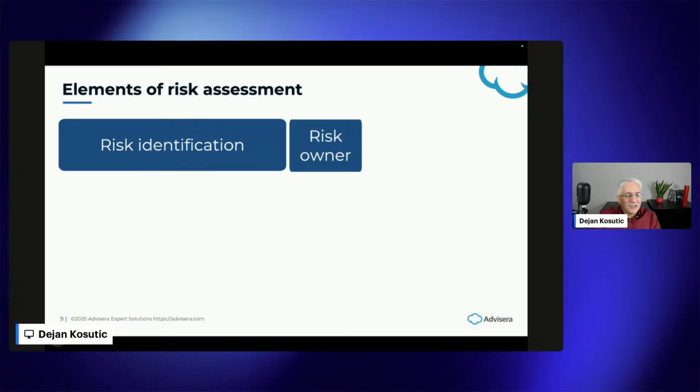The second element that is mandatory is that you need to define the risk owners. Basically, risk owners are people who are in charge of handling this risk, right? This could be a security officer, but this could also be an owner of a particular asset. So this might be a system administrator who is in charge of a particular IT system. This person can also be a risk owner.